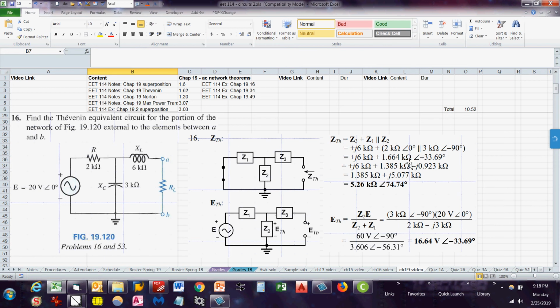And then you have to convert this to rectangular to add to this. That's how they got that answer. Then they converted to pure rectangular here and then pure polar here. So that's the Thevenin impedance.